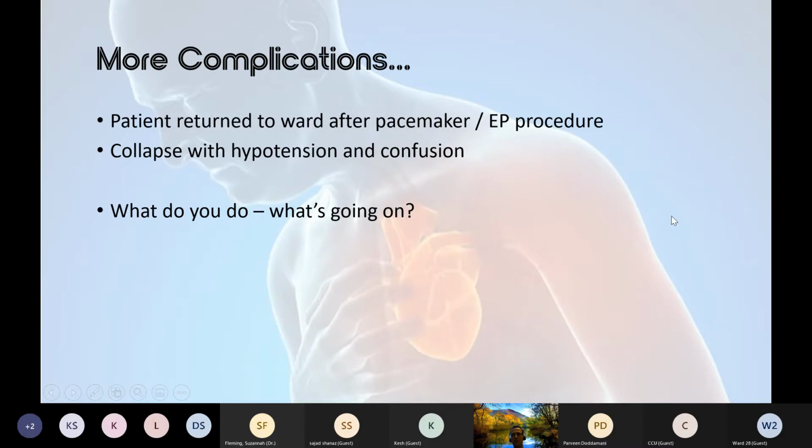Good. So in the last 10 minutes or so, I want to cover other complications for you to be aware of. So imagine that you're on call and the patient on the admissions ward, or your patient on your ward, has been for a procedure, and they've been either for a pacemaker or an EP procedure. We'll talk about specifics of each, but imagine it could have been either at this point. And they've collapsed with low blood pressure and confusion on the ward afterwards. So what are you going to do about it? What's going on? What are you going to do next?